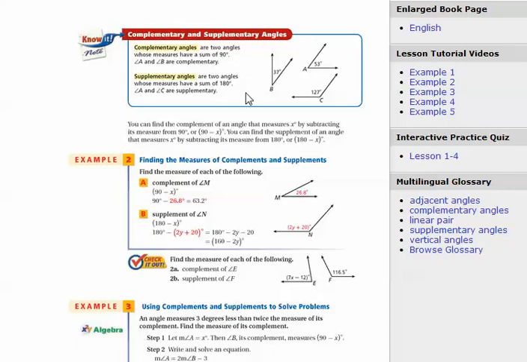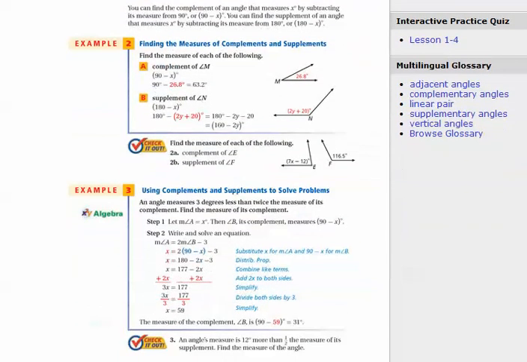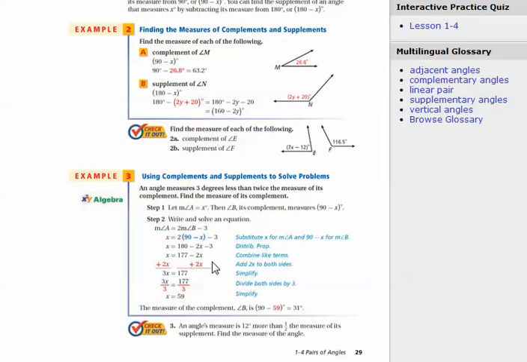Again, we're talking about adding two angles together. The sum is 90 and the sum is 180. But it's important that you understand the difference between those two, and try to remember complementary is 90, supplementary is 180. You have a few examples in this section where you're going to use the complement and supplement idea, and some of it involves some algebra, so if you have questions with that, let me know.